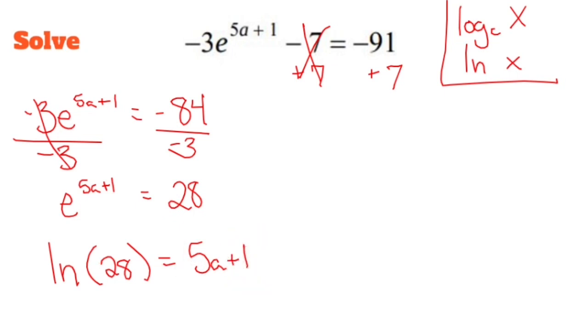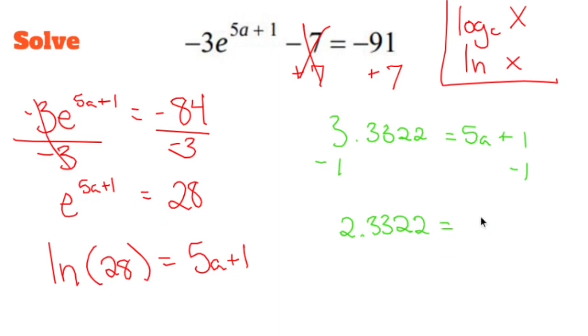ln of 28, according to the internet, which I'm using right now, currently is 3.3322. So this becomes 3.3322 equals 5a plus 1. Let's subtract 1. And I now have 2.3322 equals 5a. Divide both sides by 5.